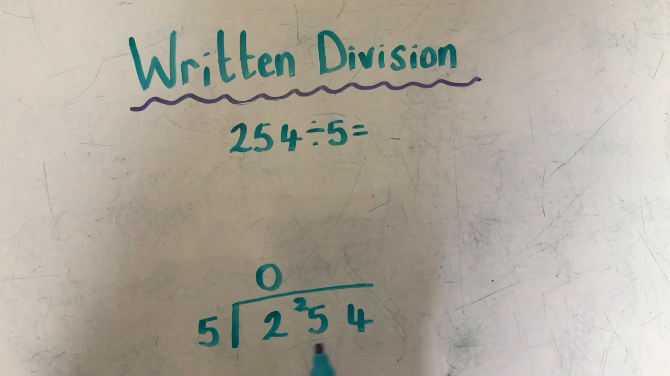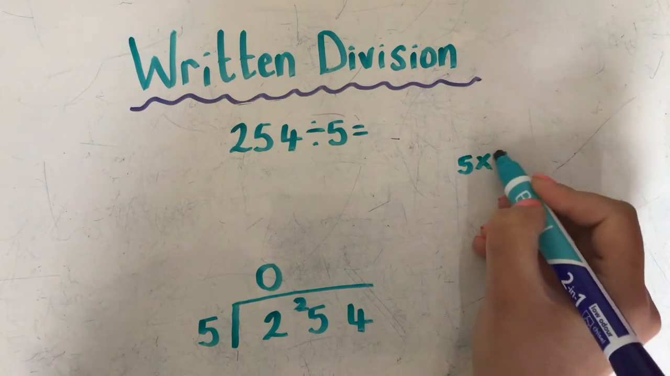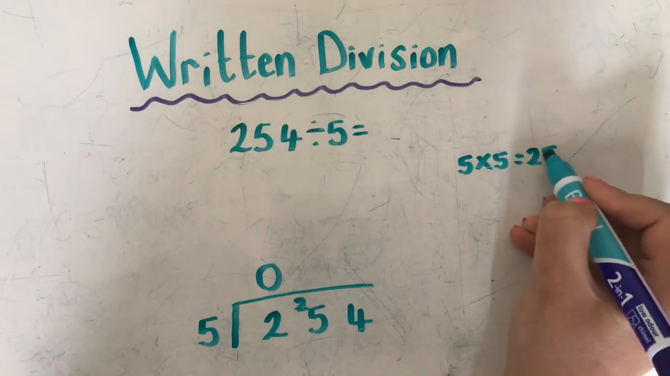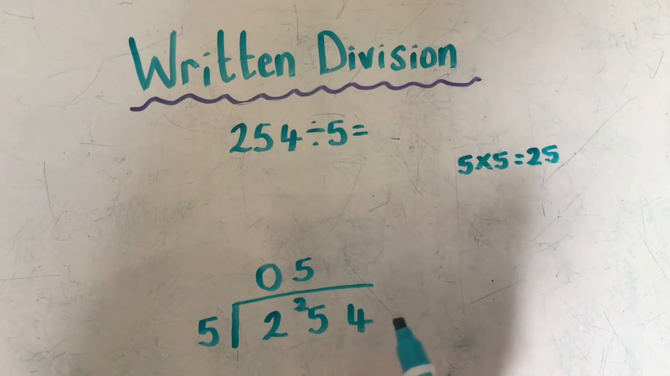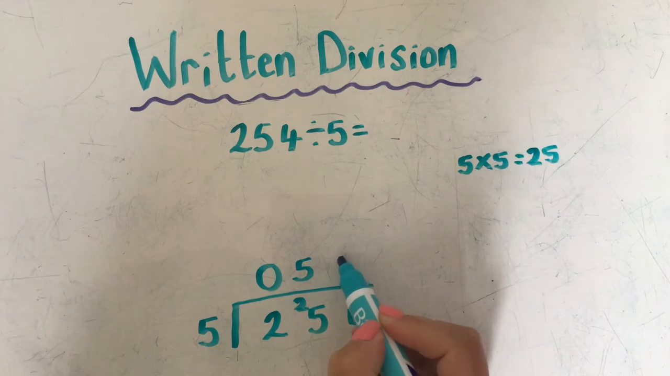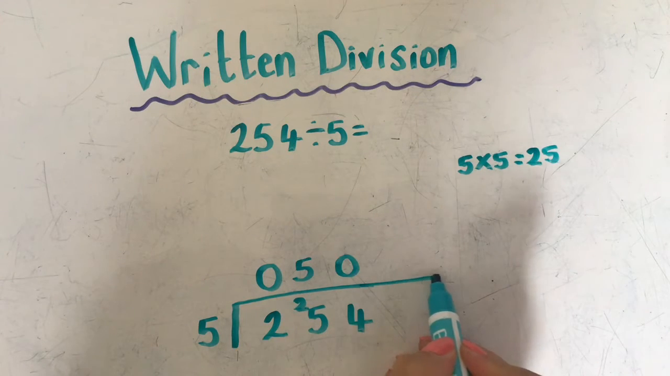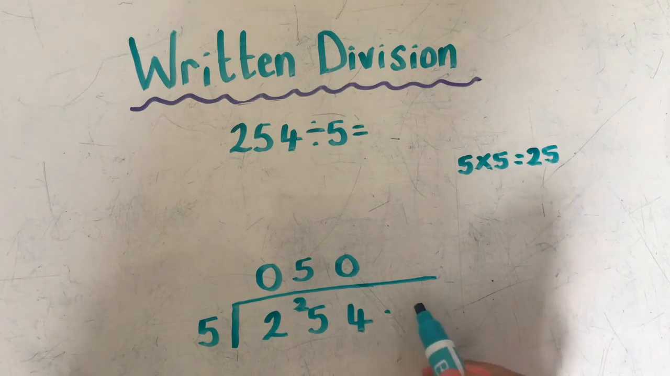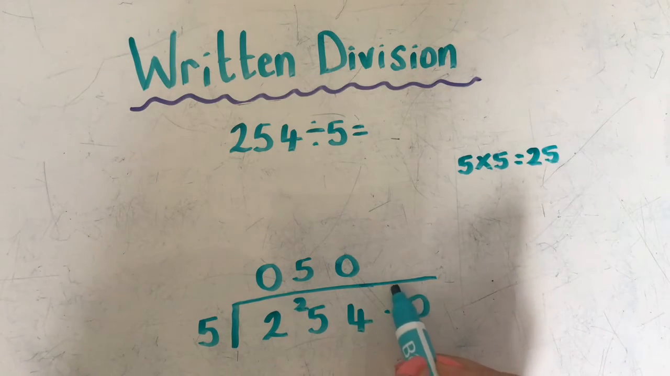Then 5 fits into 25. Well, we know from our 5 times tables, 5 multiplied by 5 equals 25. So 5 fits into 25 5 times equally, with nothing left to carry over. Now 5 fits into 4. Well, 5 doesn't fit into 4 any times because it's bigger. So again, we need to extend our bus stop method out, add in a decimal point and a 0, and carry over all of this number.